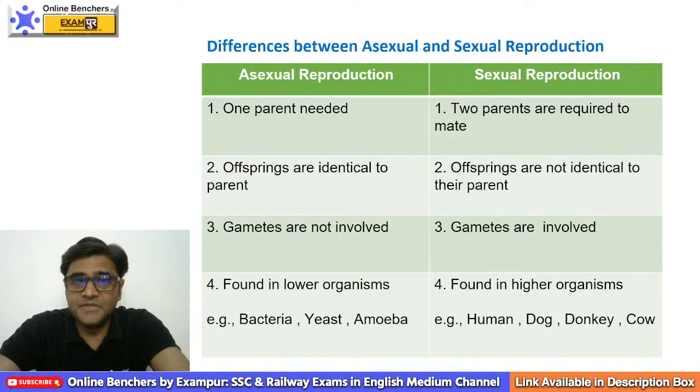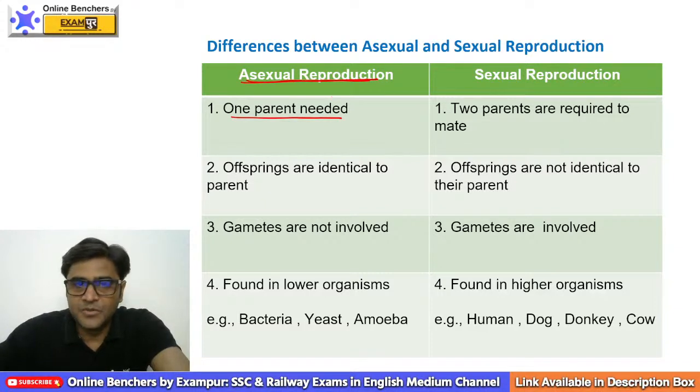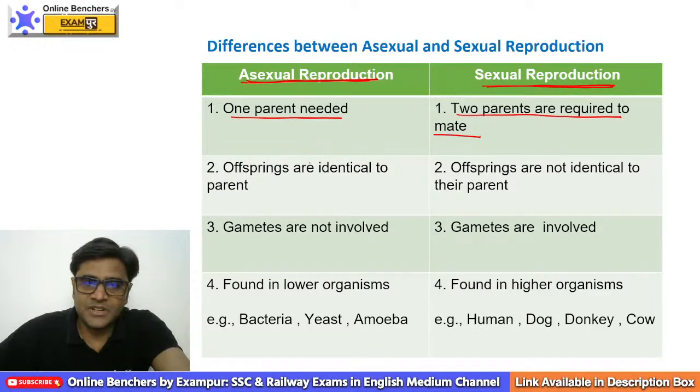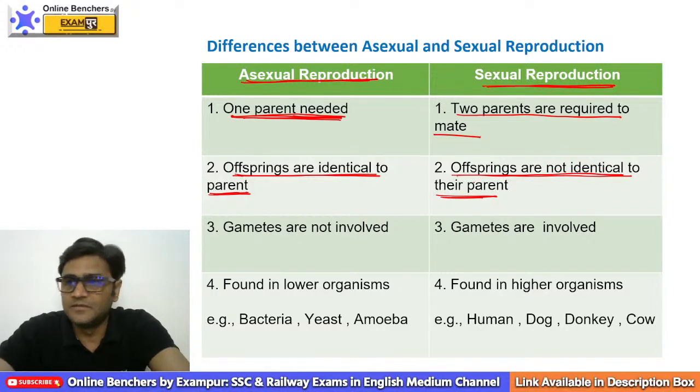Let us start with the differences between asexual and sexual reproduction. In asexual reproduction, a single parent is needed. That is, a single organism produces a new organism. In sexual reproduction, we need two parents, male and female, to mate. In asexual reproduction, since a single parent is involved, there is no mixing of characters, so offsprings are identical to the parent. But in sexual reproduction, two parents are involved, so offsprings are not identical to their parents. This is a very important point.